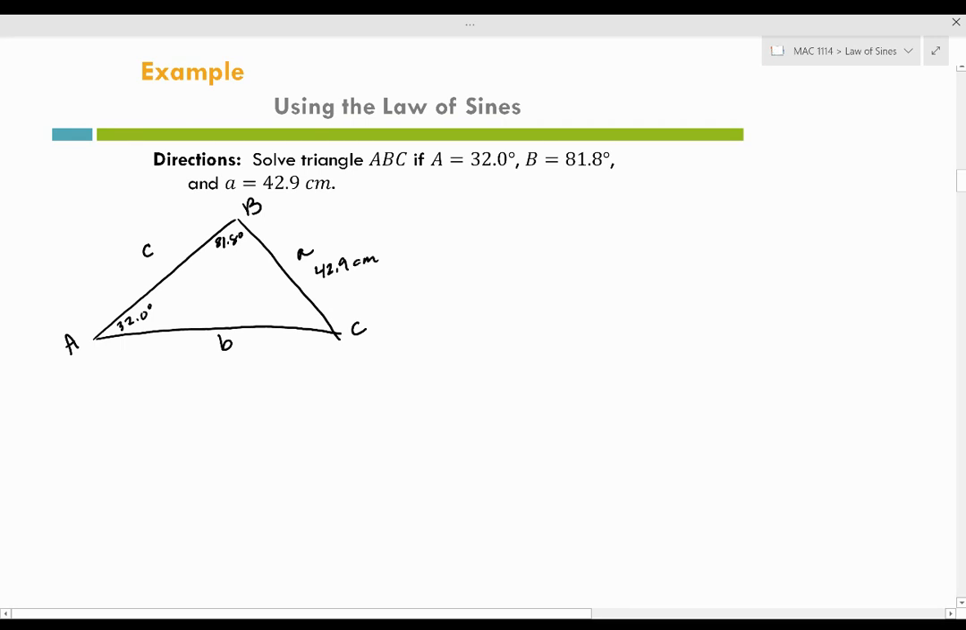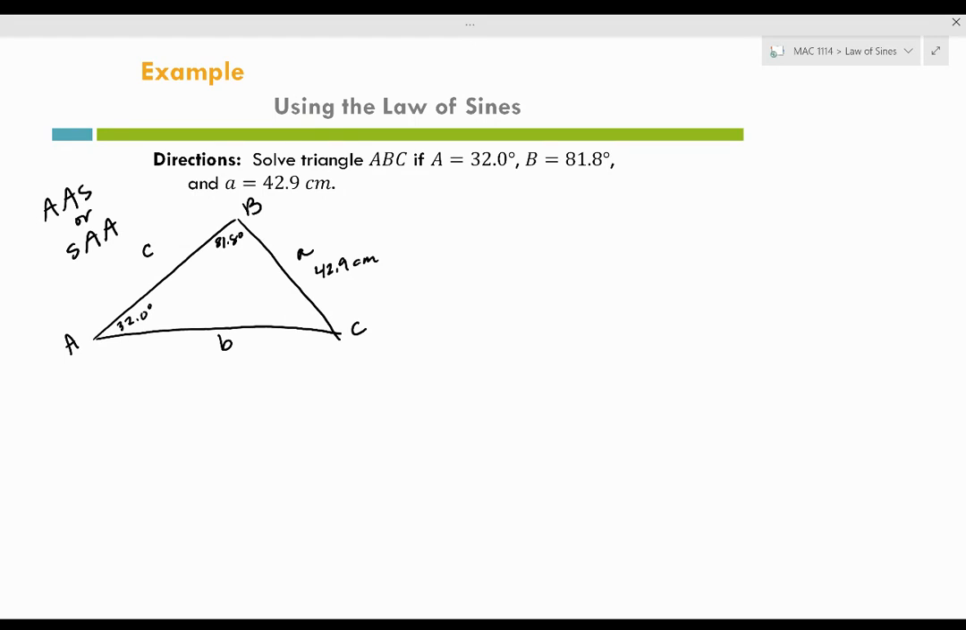From the information that I've been given, I have two angles and a side. So this is angle, angle, side, or side, angle, angle. So this does in fact fall in case one. You want to make sure you figure out what information you have so that you know what case you fall in and can follow the steps appropriately.